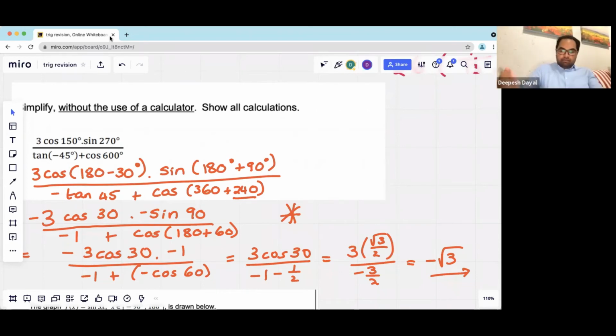Okay, that's much better. Okay, so we got minus square root 3. Are you all happy with that? Any questions or any comments regarding this or how I've solved it?